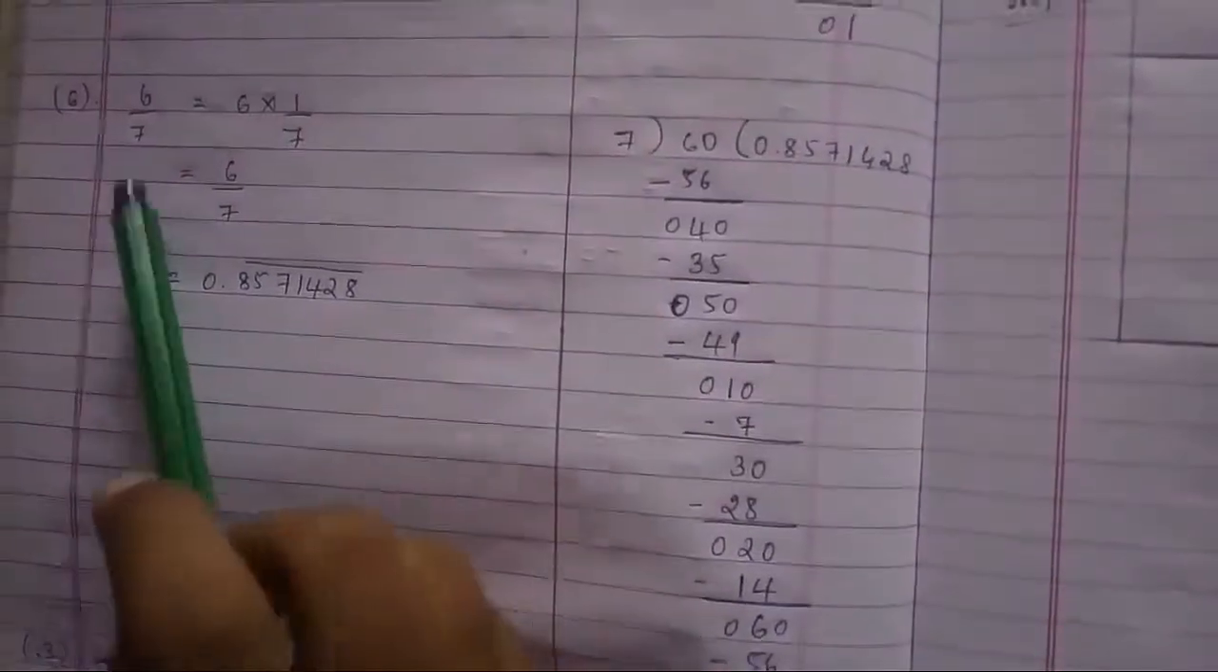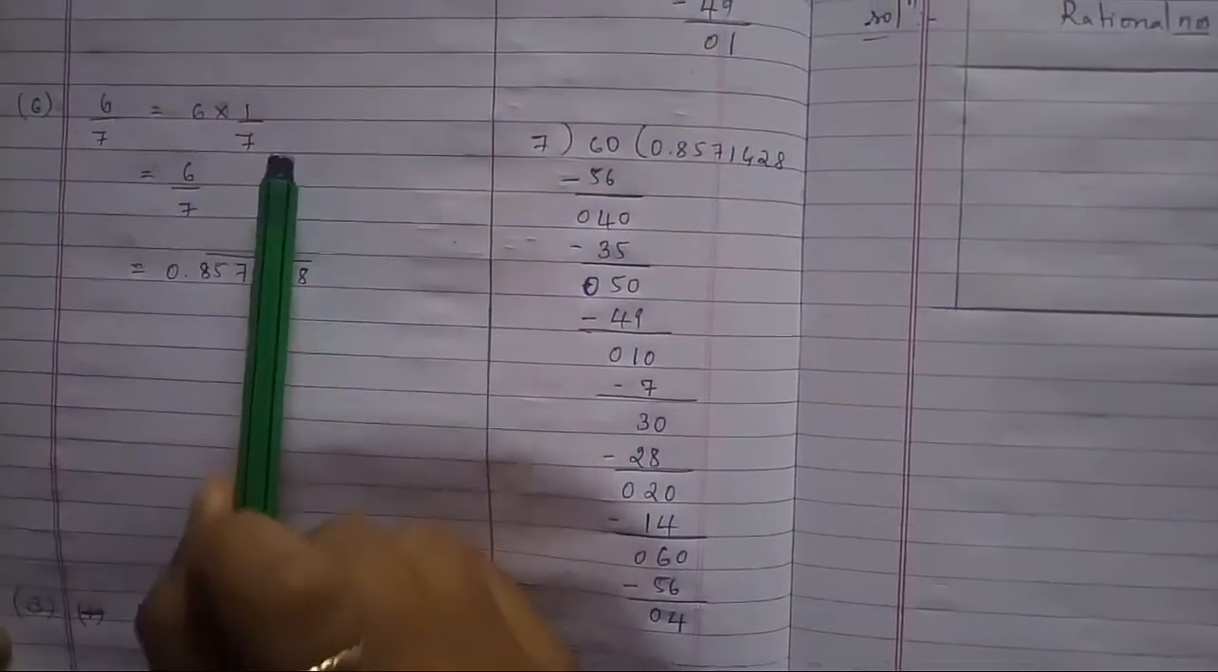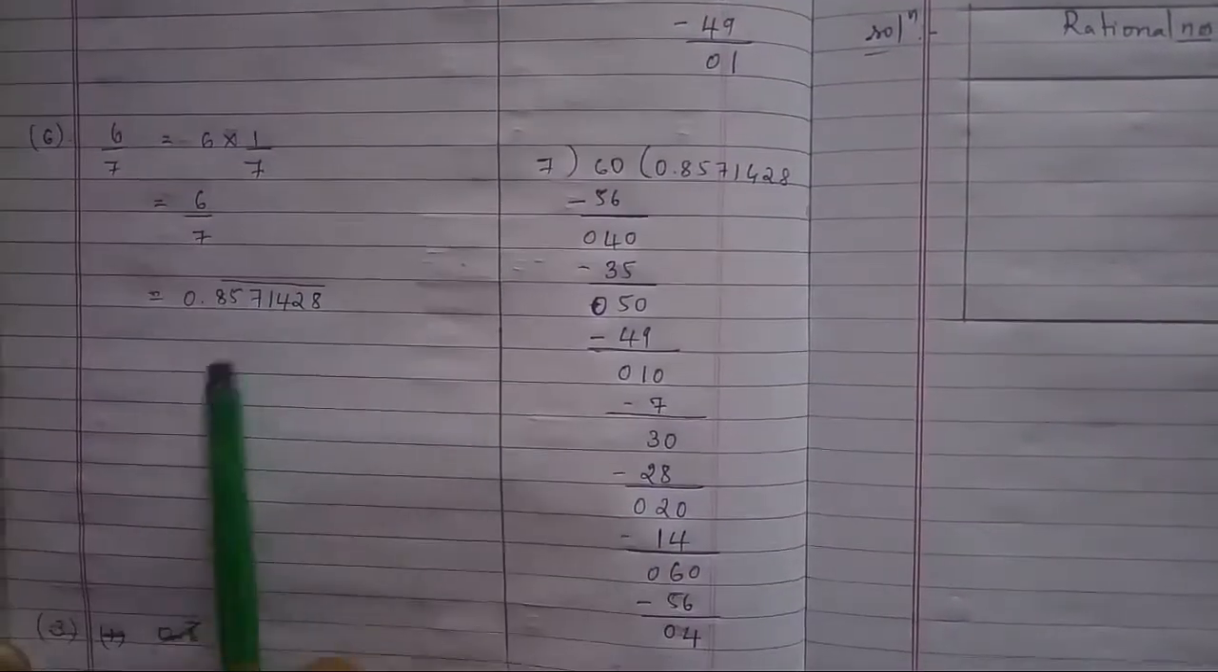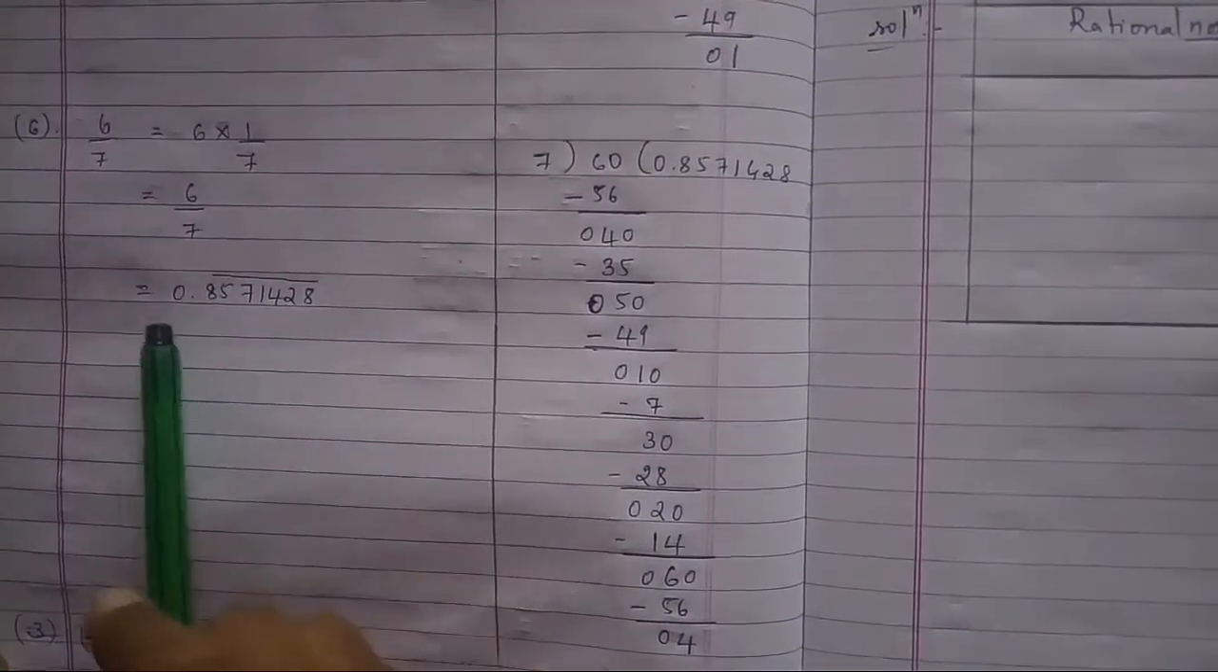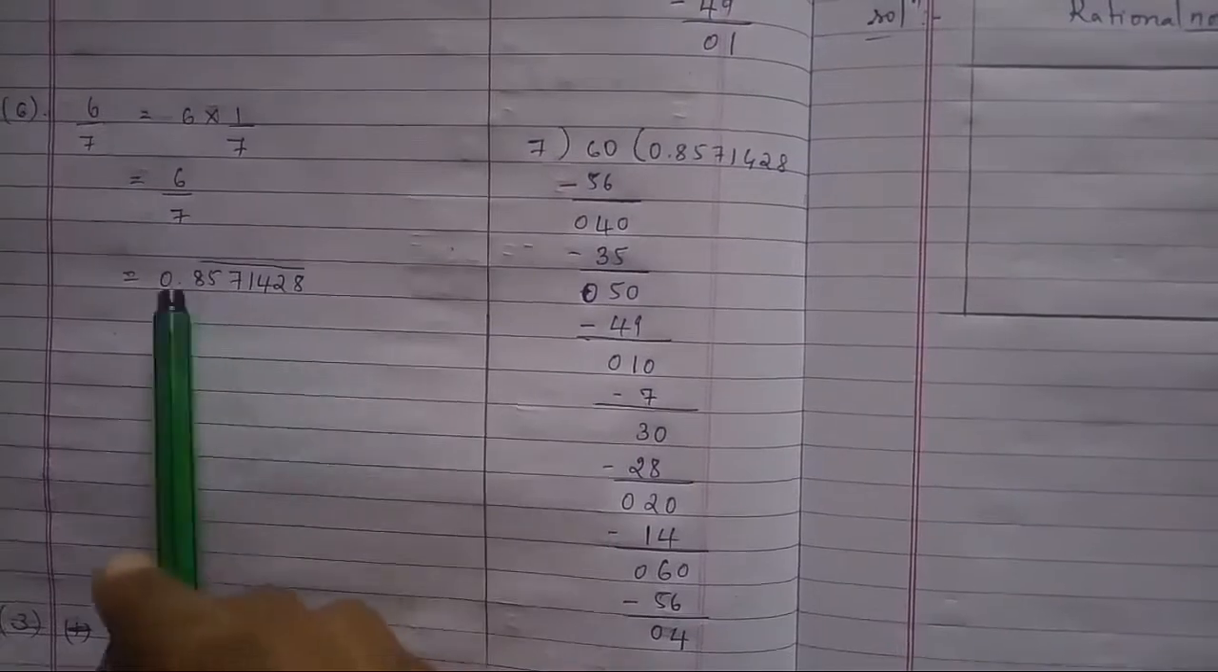Next, 6 by 7. 6 by 7 is equal to 6 divided by 7. The value you will get is 0.857142 with a bar over the repeating digits.